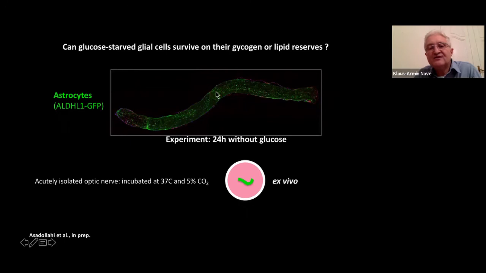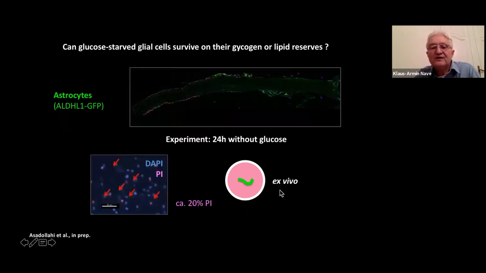So these are the astrocytes in the optic nerve. But when we do this experiment and wait for 24 hours, 20% of the cells are dying. You see this by propidium iodide incorporation. These are all the DAPI-positive cells. And guess who is dying? It's the astrocytes. They are all gone.